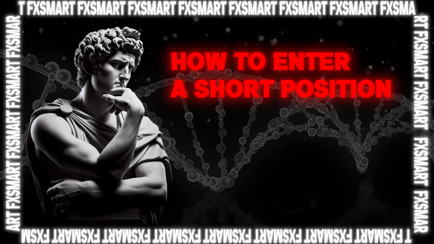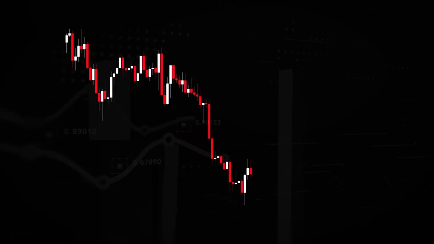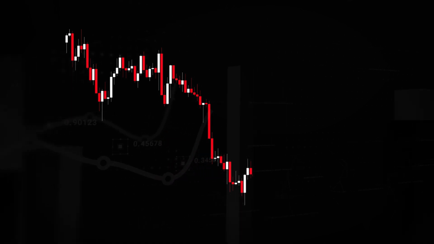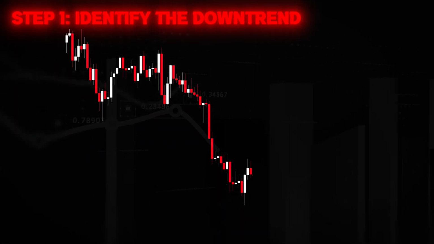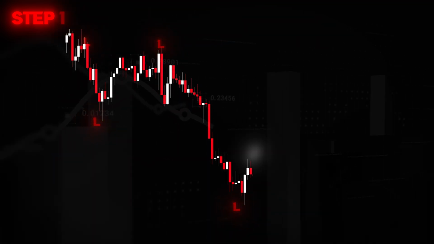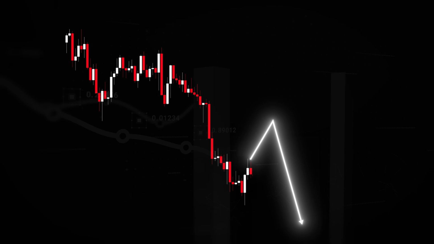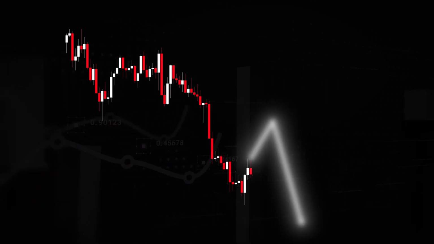How to enter a short position. Now let's go through the process of entering a short position using the Fibonacci tool. Step 1. Identify the downtrend. First, identify your moving downtrend by spotting lower highs and lower lows. These downward runs are known as your impulse moves, while the upward pullbacks are called corrective moves.